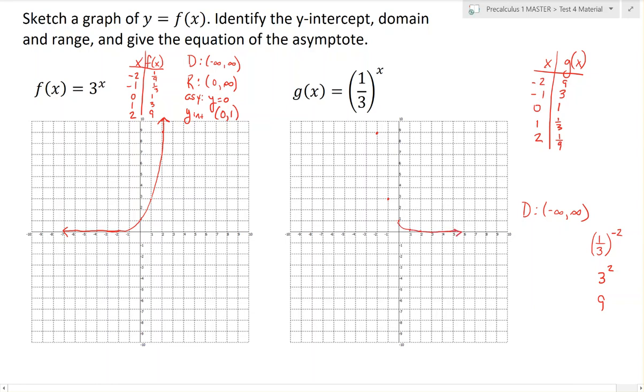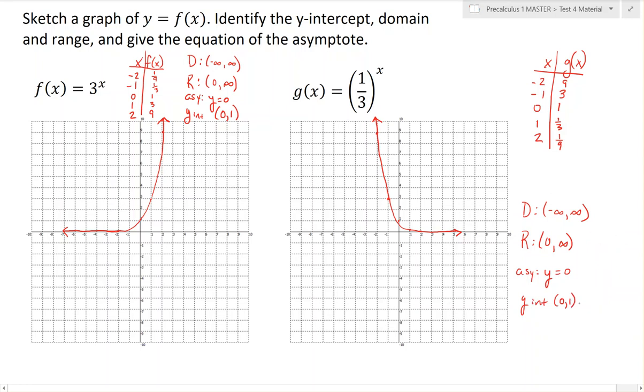this is another asymptote, and going this way. Okay, so we have a range again of 0 to positive infinity, an asymptote of y equals 0, and again the y-intercept is 0, 1.